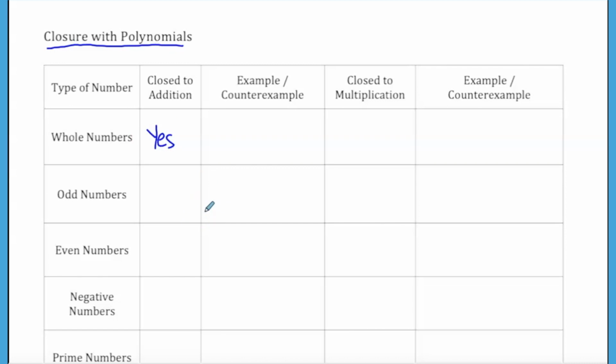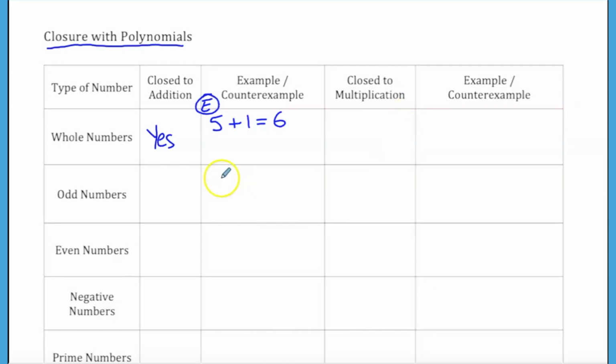And what we want is, if it is closed, provide an example. If it is not closed, provide a counterexample. So here you can go: 5 is a whole number plus 1 is a whole number, gives us 6, which is a whole number, and that is an example of that being closed. And we're looking at whether they are closed to addition, and really subtraction, multiplication, and then we're going to look at a few number systems if they are closed to division.